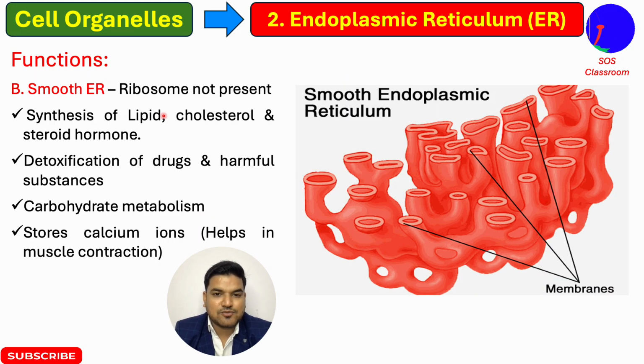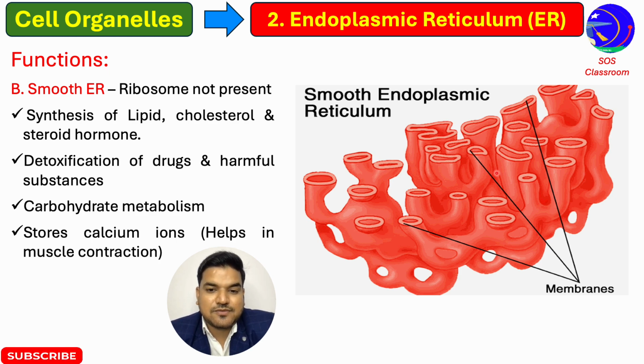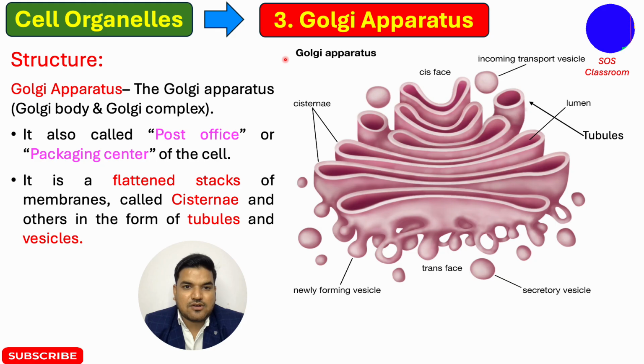Next, the smooth ER. Smooth ER means the ribosomes are not present on the ER. What is the function of the smooth ER? Synthesis of lipids, cholesterol and steroid hormones, detoxification of drugs and harmful substances, carbohydrate metabolism, and storing calcium ions and helping in muscle contraction. So basically the smooth endoplasmic reticulum works in the formation of different types of hormones, chemicals, lipids, cholesterol, and steroid hormones.